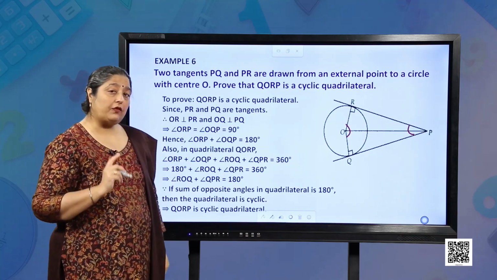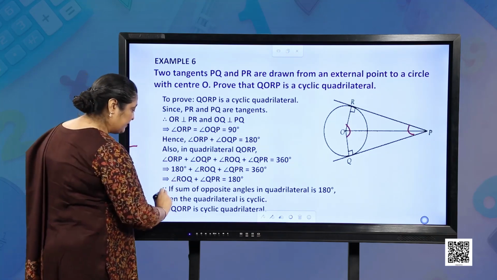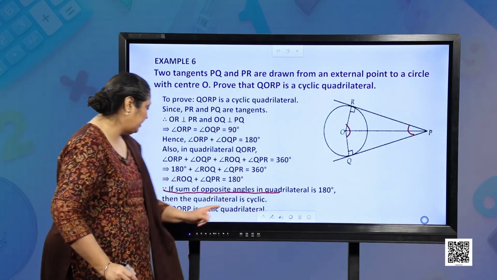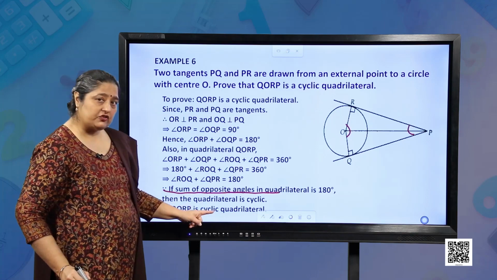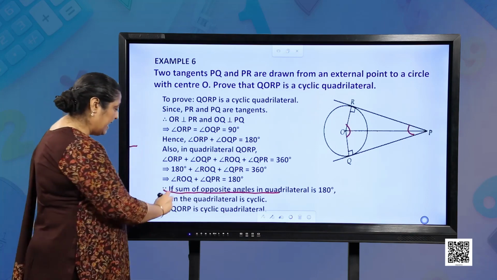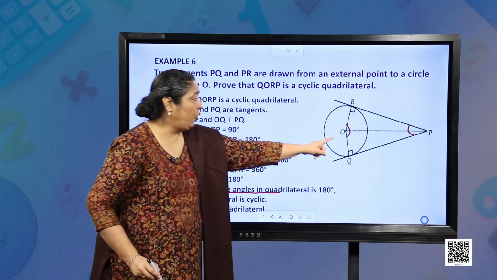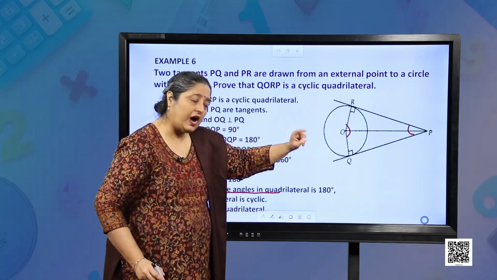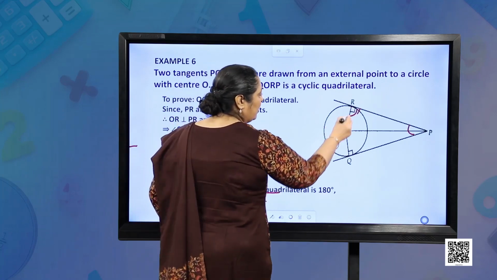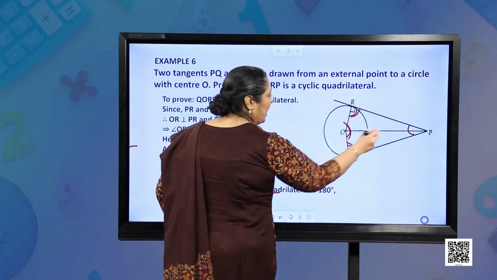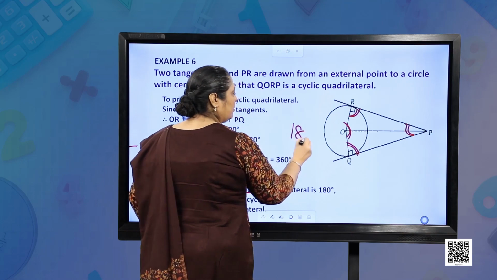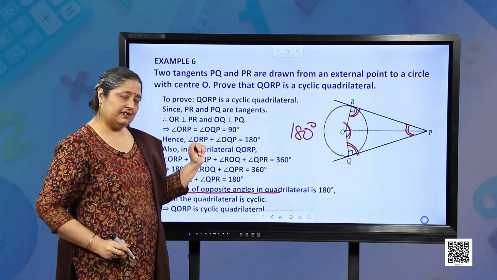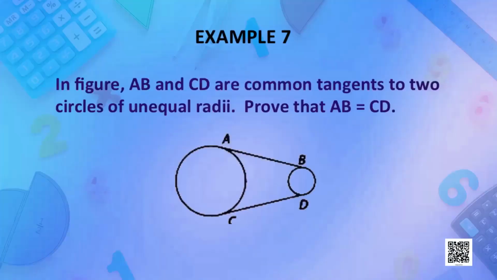And what is the property of a cyclic quadrilateral? If the sum of opposite angles in a quadrilateral is 180 degrees, then the quadrilateral is a cyclic quadrilateral. Hence, this quadrilateral OQPR is a cyclic quadrilateral. Why? Because opposite angles have their sum as 180 degrees, right? This is a property of a cyclic quadrilateral. I hope it is clear. So, let us move forward to our next example.